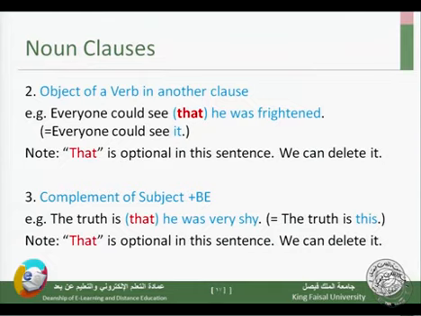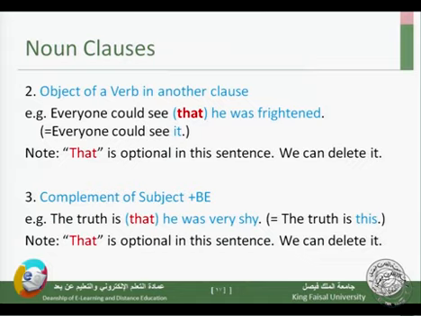We can say the truth is this, okay? So this here is an NP, so the truth is this. This can be replaced with the truth is that he was very shy. That he was very shy, here it is the complement of the subject, the truth, and the verb to be is. So that he was very shy is a complement.